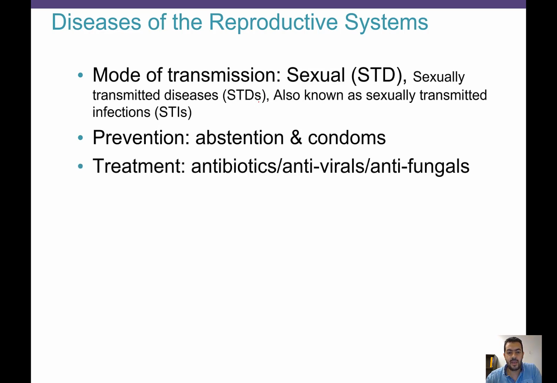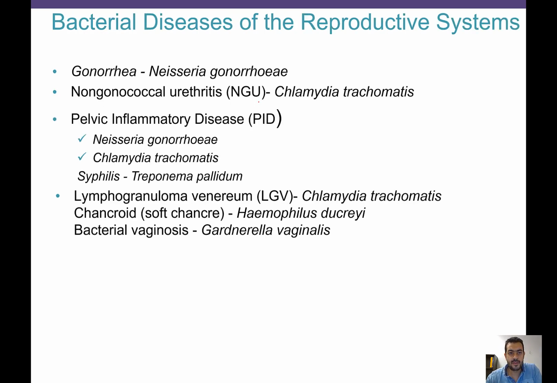And for treatment, we have different types of treatment depending on the causative agent. If it is a bacterial infection, then antibiotics. If it is viral or fungal, we can use antivirals or antifungals if needed. The majority of these infections are reported to the CDC in order to keep track of the spread of these diseases in the population. Once we move into the bacterial diseases of the reproductive system, we have at the top of these diseases gonorrhea. Gonorrhea is a disease caused by Neisseria gonorrhoeae.